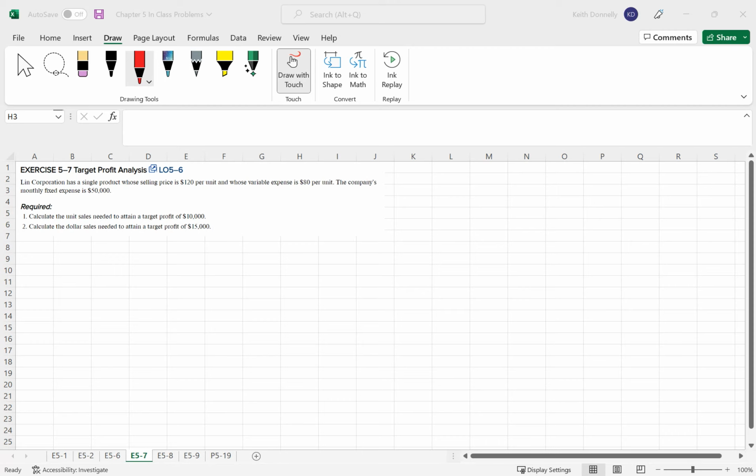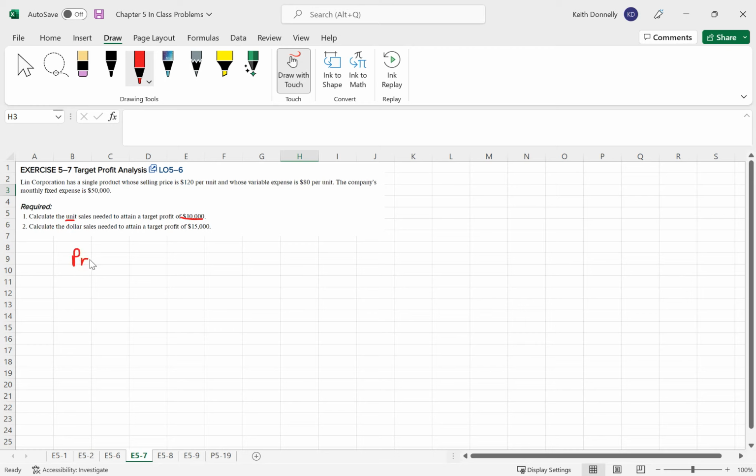What they want here is target profit, right? So this is going to be a similar setup to break even, but instead of having like 0 in there for the profit that we desire, we're going to just plug in that amount, right? So the first one is, based on those facts, what do we need to sell in units to have a profit of $10,000?